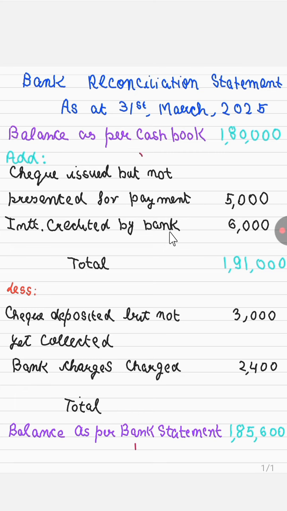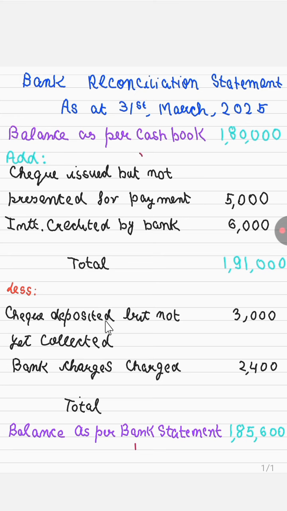If the bank credits interest at the end of the financial year, 31st March 2025, it will be recorded in my bank statement, but I'll get to know about that money or interest only when I get the bank statement from the bank. Therefore, to that extent, my bank statement is overstated or my cash book gets understated. To match it with the bank, I again need to add 6,000 and this gives me a total of 1,91,000.